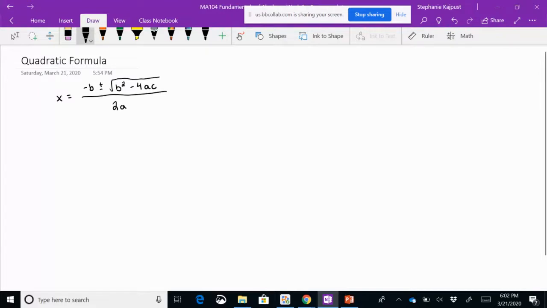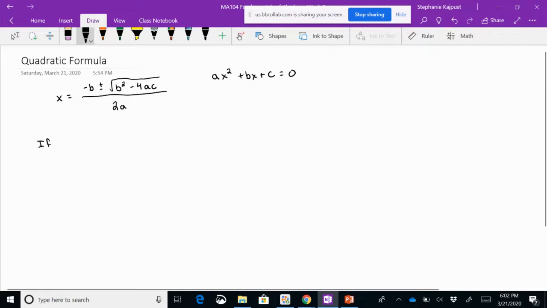Basically, this is a way to solve a quadratic equation, and a quadratic equation is in the form ax squared plus bx plus c equals 0. So this is a way to solve it. It will work every time. There are some quadratic equations that you can solve by factoring, but you can't factor everything. So if you can't factor, then you use the quadratic formula.